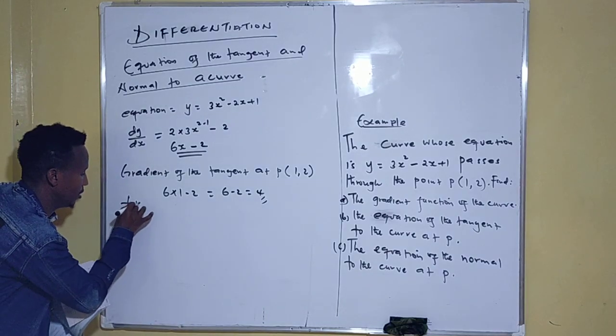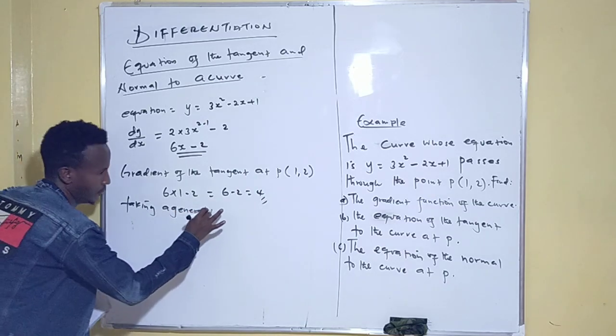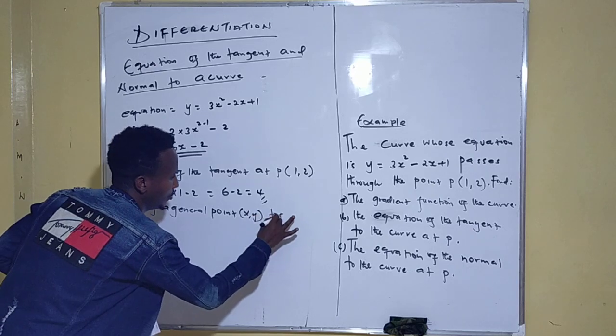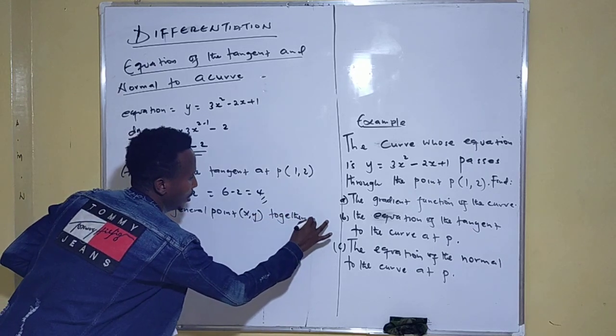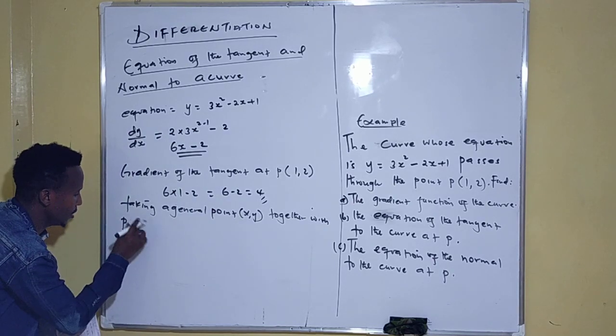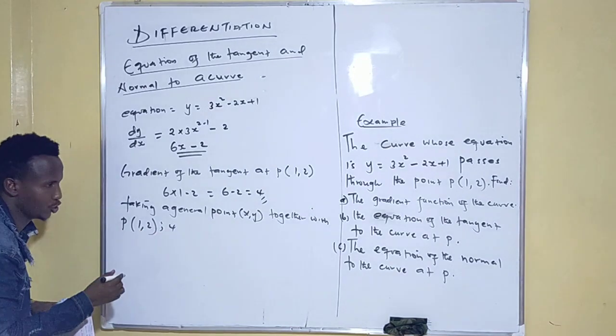Check it. A general point, xy, together with a point B, which is (1, 2), and my gradient is 4. Let me get the equation.